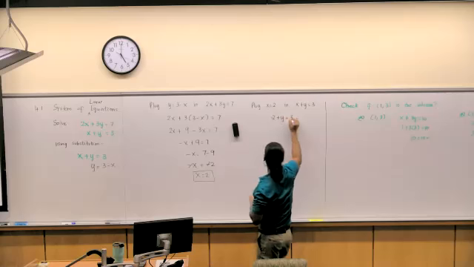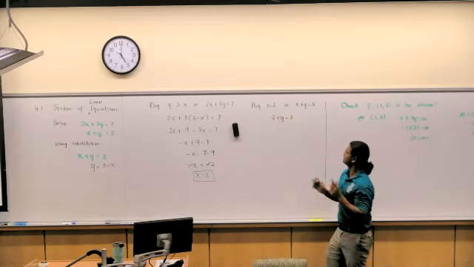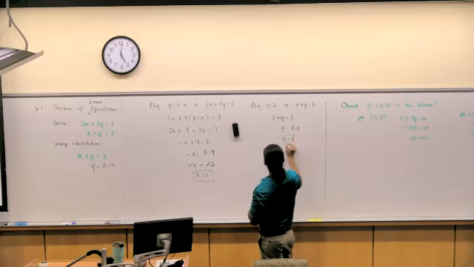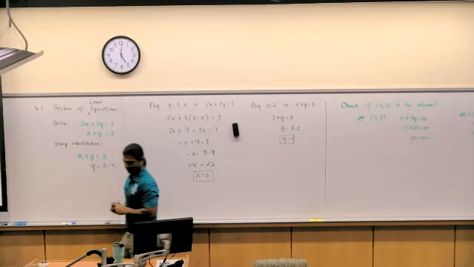So 2 plus y equals 3. Subtract 2 on both sides. y would be equal to 3 minus 2, and y is equal to 1.